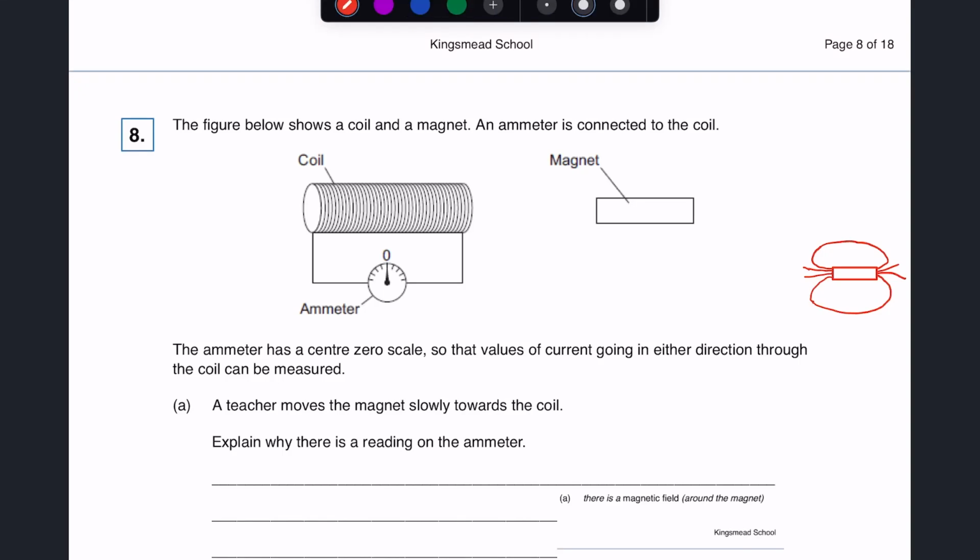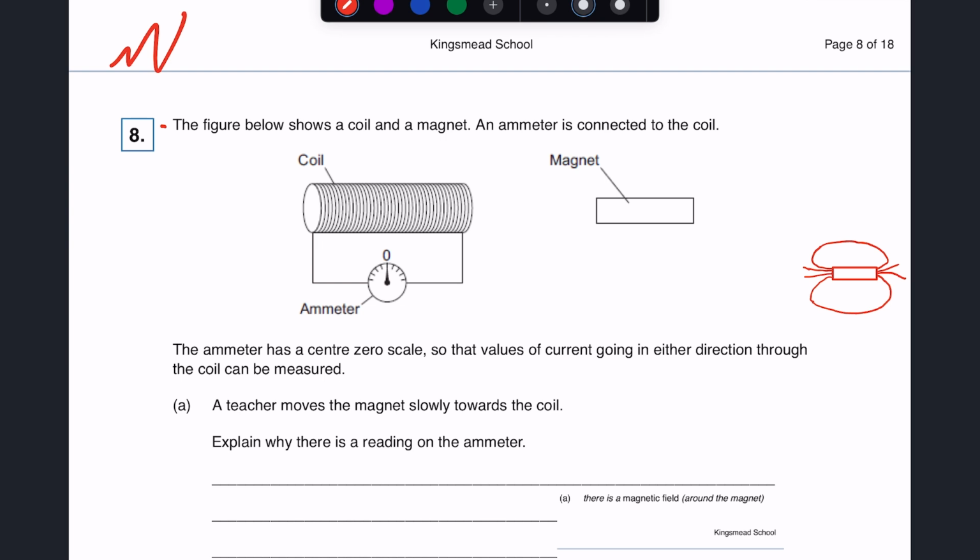Okay, this question is about the generator effect, which is the opposite of the motor effect. So instead of producing movement, we're going to generate a potential difference and therefore a current. It says the figure below shows a coil and a magnet. An ammeter is connected to the coil.